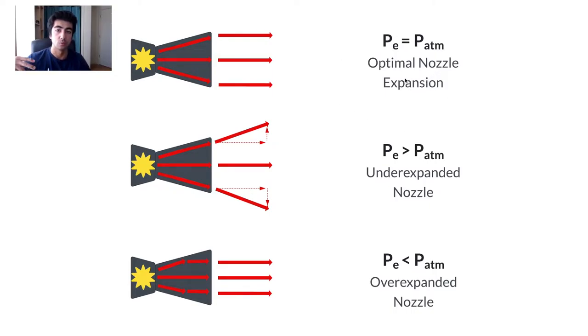And so what you're trying to do here is get the pressure of the gas at the exit of the nozzle equal to the pressure of the atmosphere so that the vectors are straight moving towards the bottom. On the other hand, you have an underexpanded nozzle. And so this happens when the pressure of the gases at the exit of the nozzle is greater than the pressure of the atmosphere.